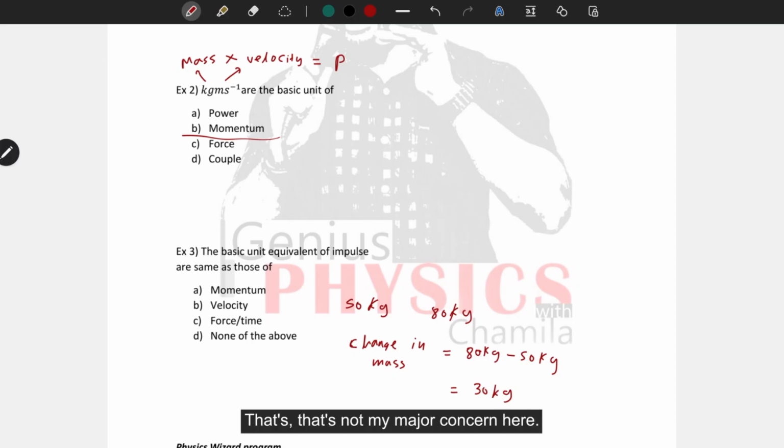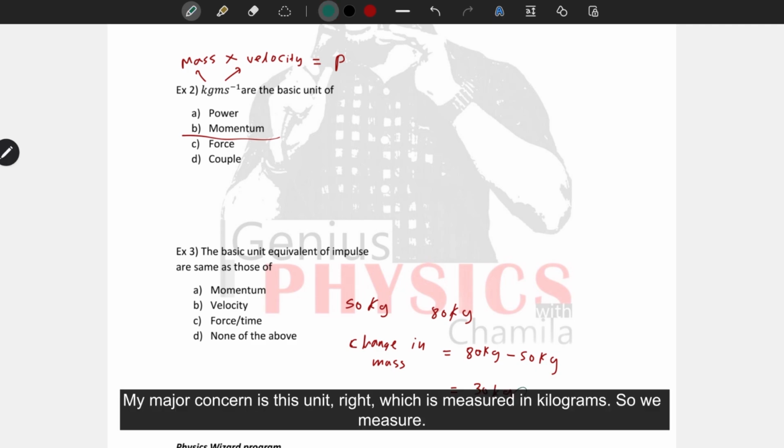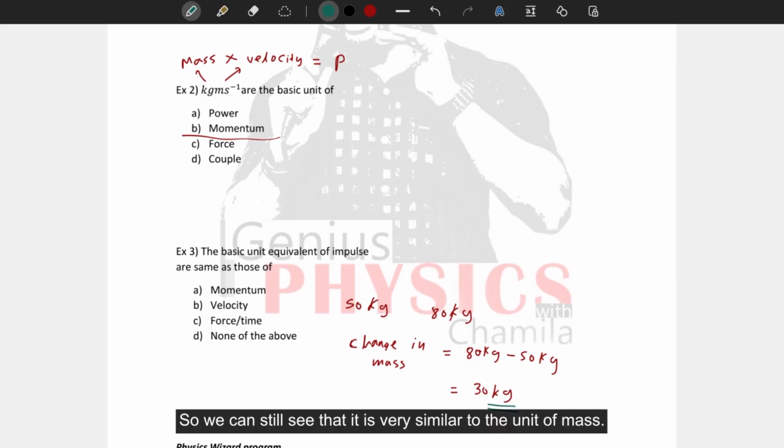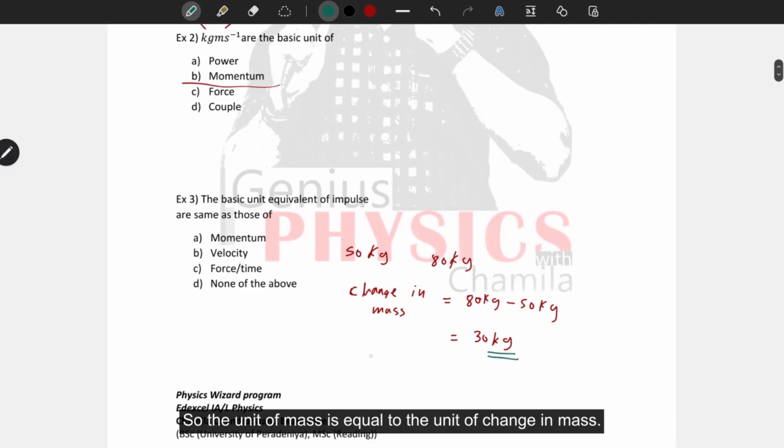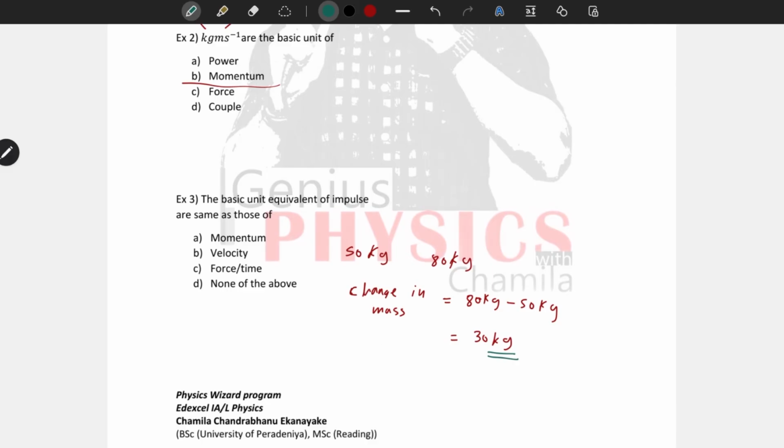That's not my major concern here. My major concern is this unit, which is measured in kilograms. So we can still see that it is very similar to the unit of mass. So the unit of mass is equal to the unit of change in mass.